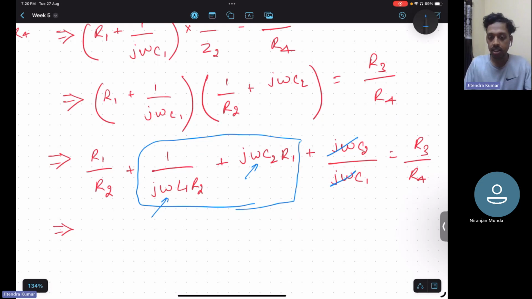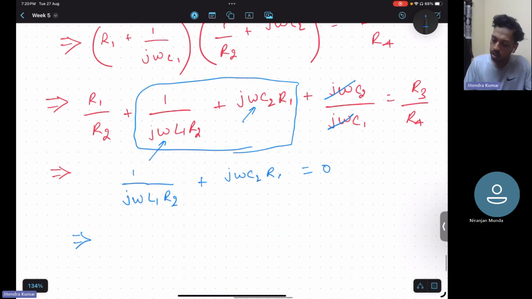So what we can write is 1 by j omega C1 R2 plus j omega C2 R1 is equal to 0, right? Now we further simplify it. So we will get j square omega square, isn't it? Okay, let it go step by step.